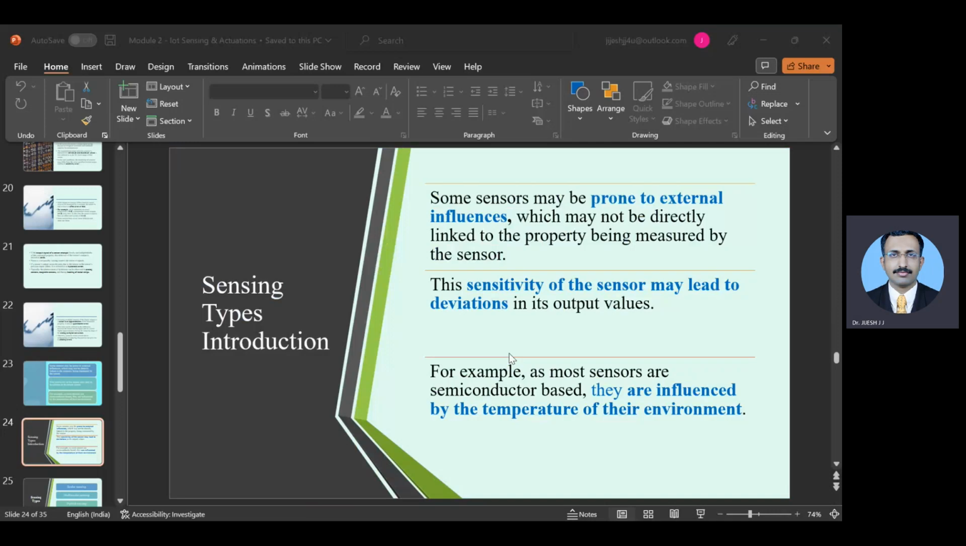For example, most of the semiconductor-based sensors are influenced by the temperature of their environment. So temperature is a major factor. If you are deploying sensors in remote places where the temperature is too high, at the start it may try to withstand the temperature and give you the values. Gradually the temperature highly influences the sensor and changes its property. It may not give the same pattern it was giving before, a few days later.